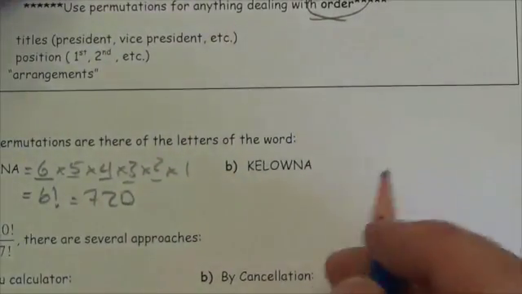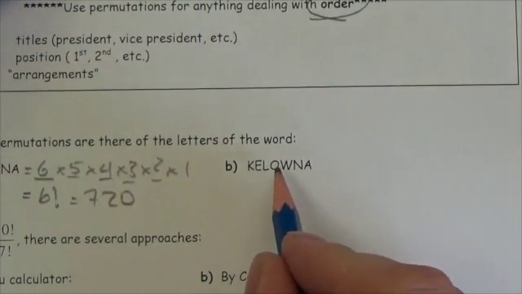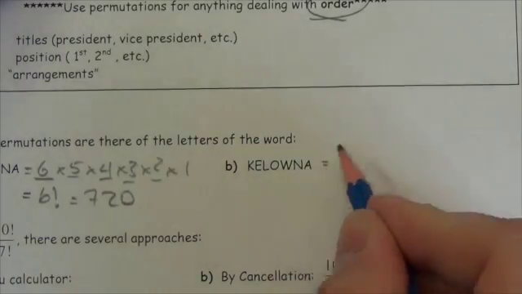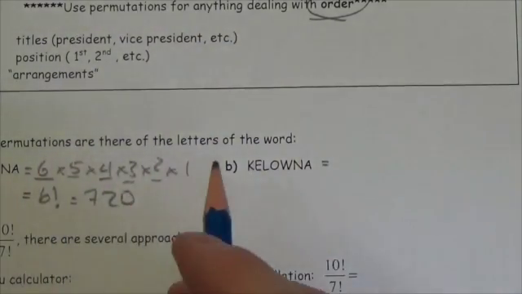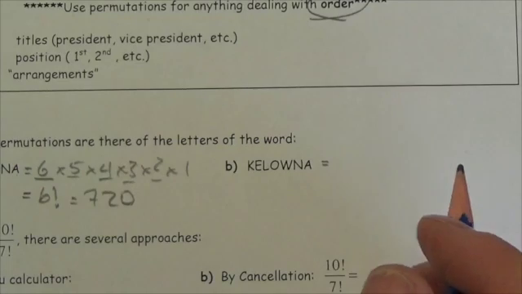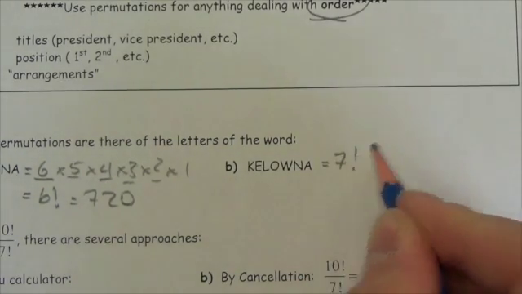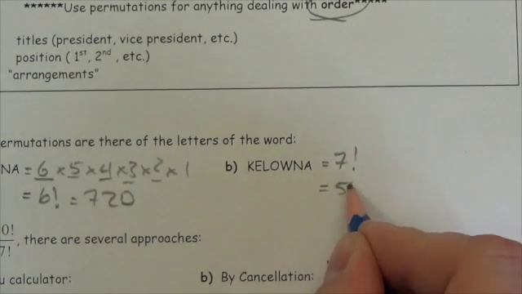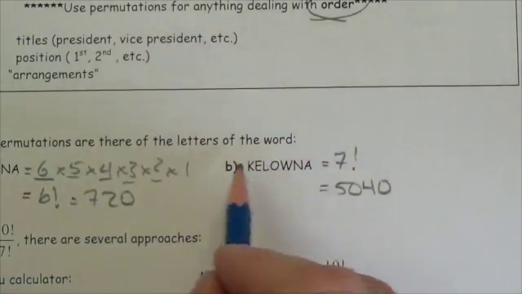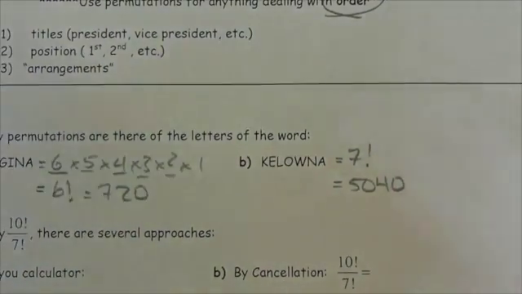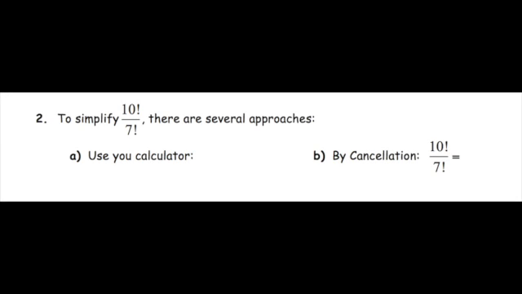Now let's take a look at the word Kelowna. 1, 2, 3, 4, 5, 6, 7. I don't need to jump through this hoop anymore. I will just go to my calculator and evaluate 7 factorial, and it turns out there are 5,040 unique permutations of the letters in the word Kelowna. To simplify 10 factorial over 7 factorial, there are several approaches. Use your calculator, and then by cancellation.